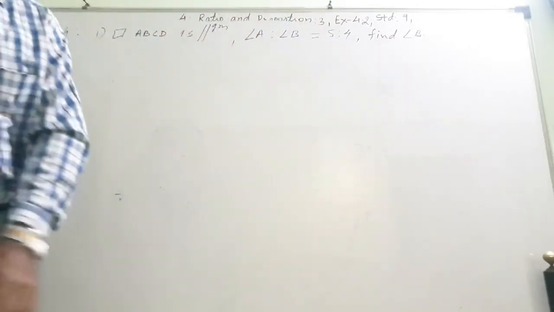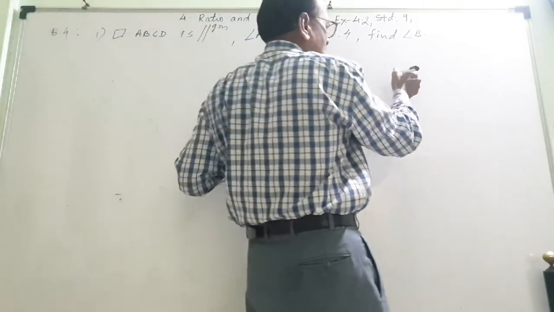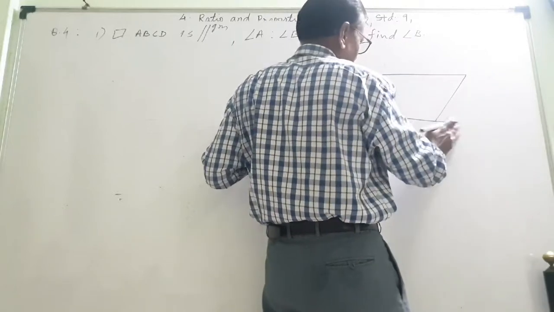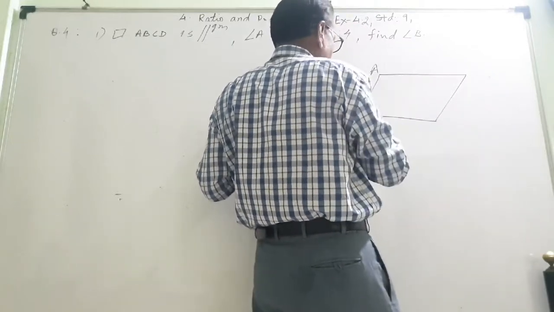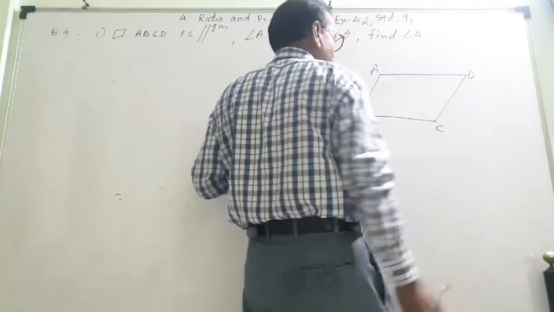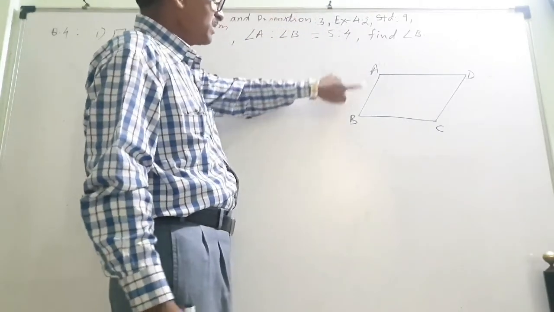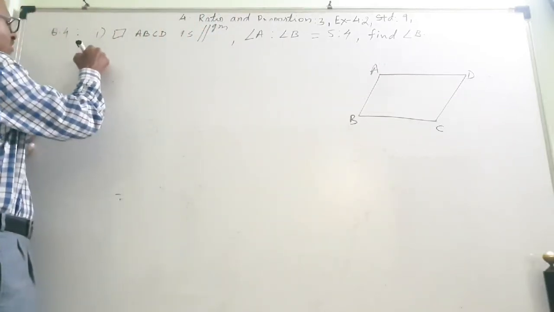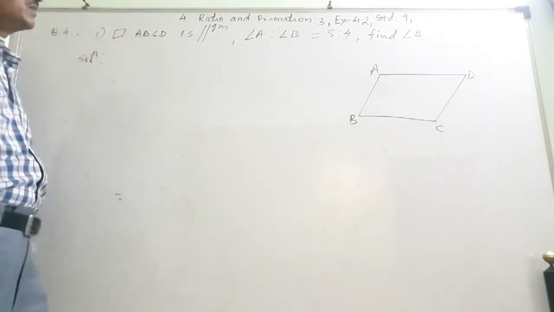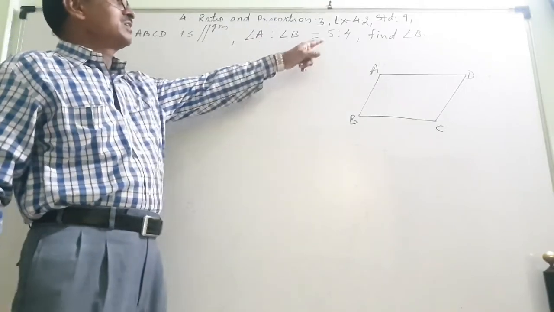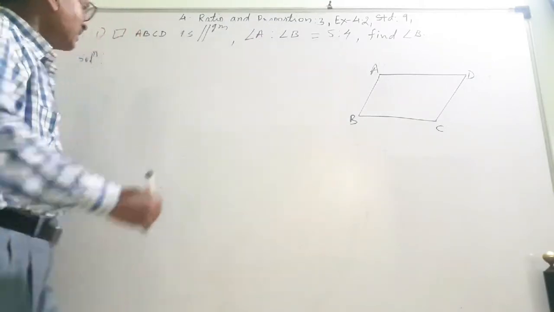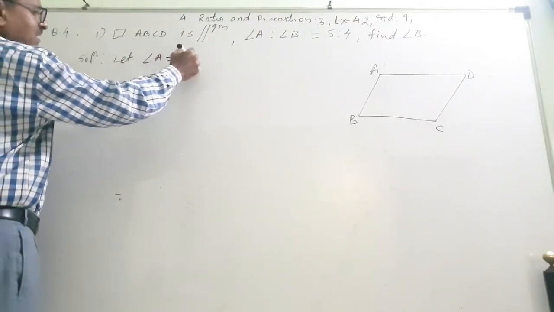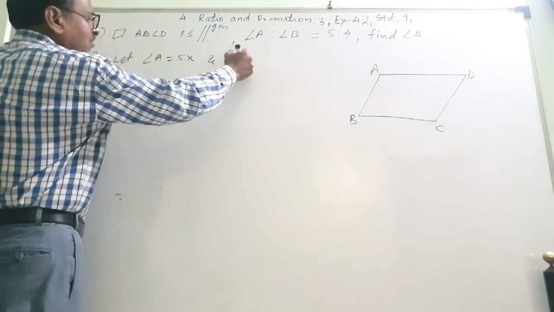First of all, we will see the parallelogram. This is the parallelogram ABCD. These two angles are adjacent angles. Solution. Angle A is to angle B is 5:4. Let angle A equal to 5x and angle B equal to 4x.